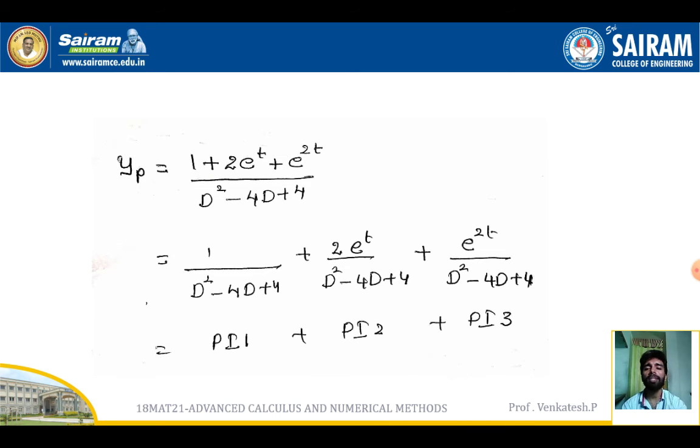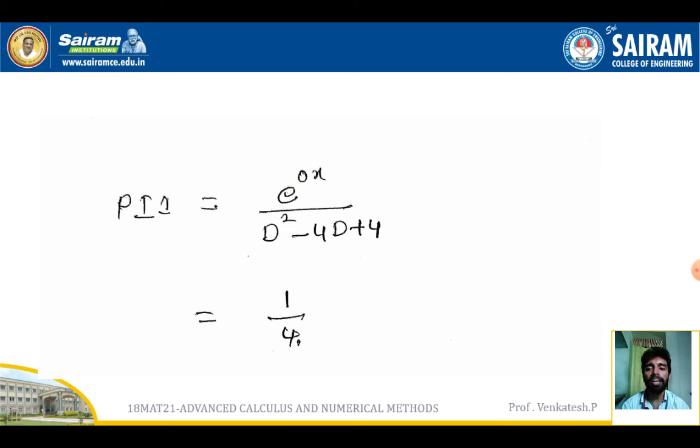So first I am going to simplify PI1. So PI1 contains 1 by D square minus 4D plus 4. I can replace 1 as e power 0x. So e power 0x will be type 1. So here we have to replace all D terms by 0. So if I replace D equal to 0 here, I will get the particular integral as 1 by 4 for PI1.